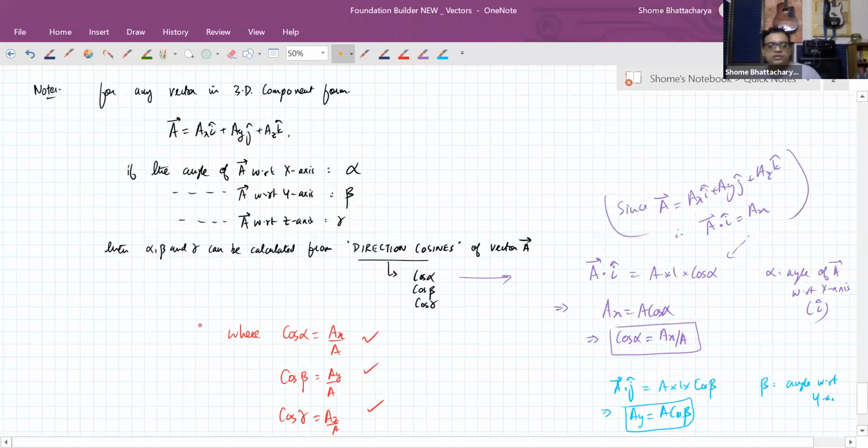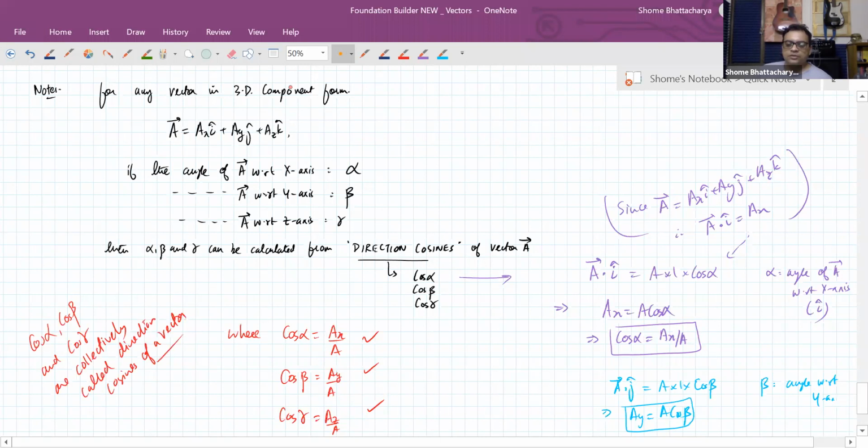Okay, these three quantities, cos alpha, cos beta, and cos gamma, are collectively called the direction cosines of a vector. And direction cosines are simply calculated by this formula. So just make a note of this, and with this we'll conclude today's session.